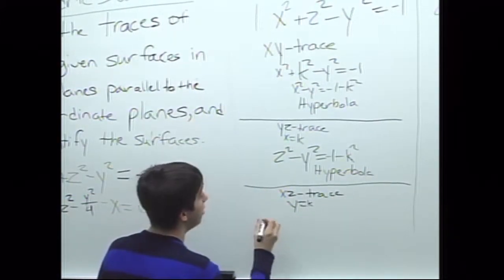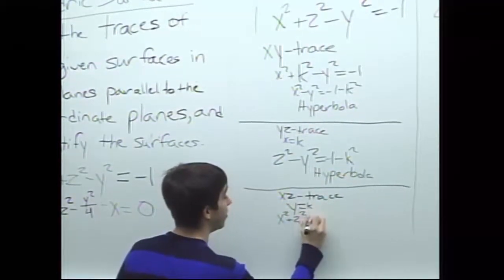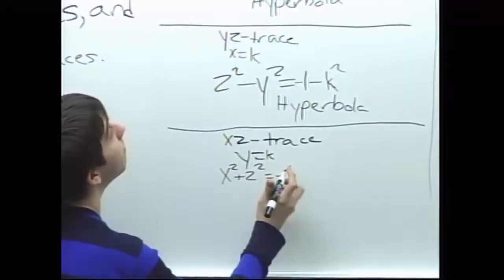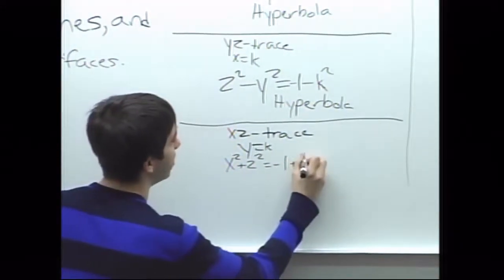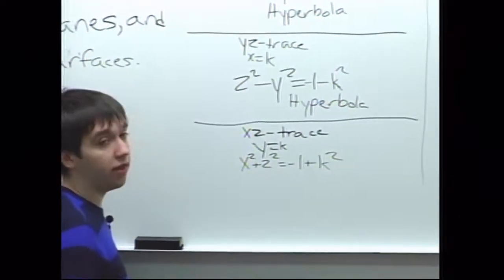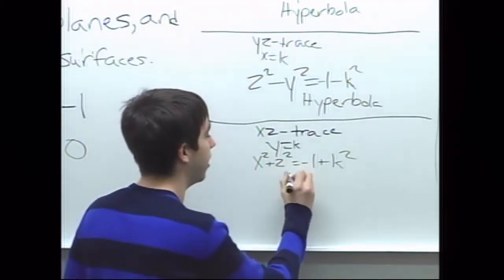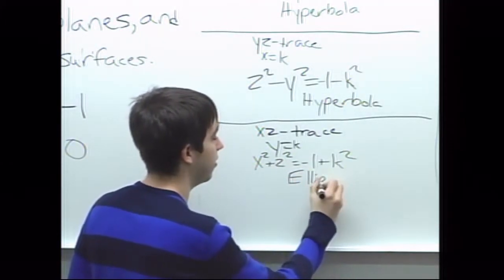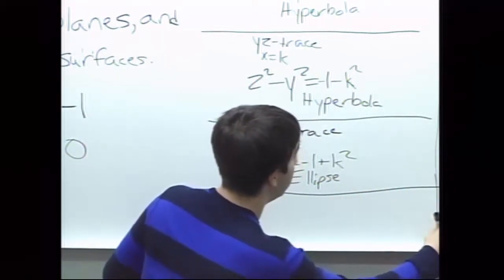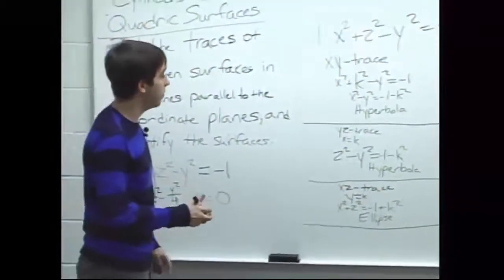Plug that in, you end up getting that x squared plus z squared is equal to negative 1 plus k squared. And for k greater than or equal to 1, this is an ellipse, so we go ahead and say that the traces are ellipses.